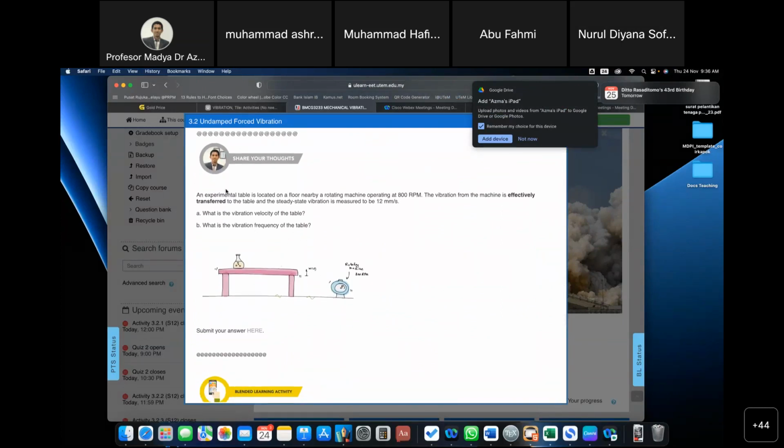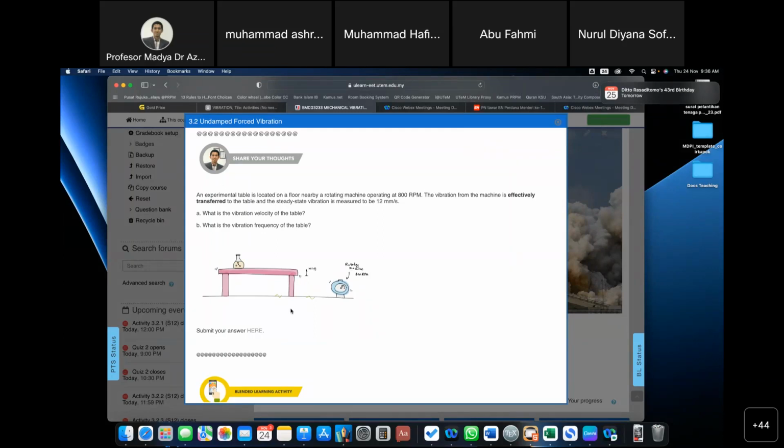Here, the experimental table is located on the floor. We have the table and a nearby rotating machine running at 800 RPM. The vibration of the machine is effectively transferred to the table, and the steady state vibration is measured to be 12 millimeter per second, the amplitude. What is the vibration velocity of the table?